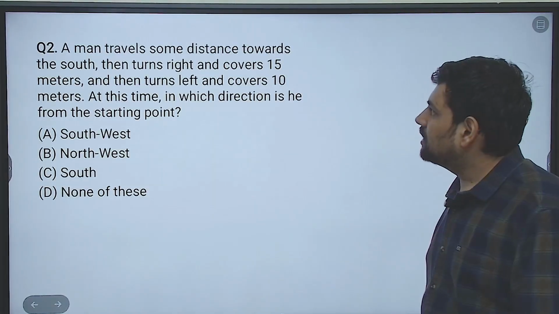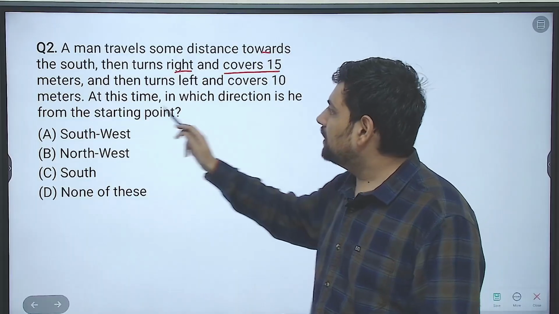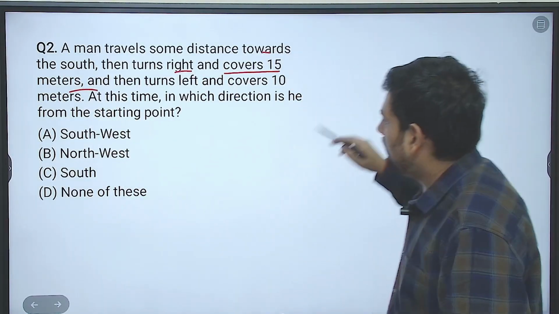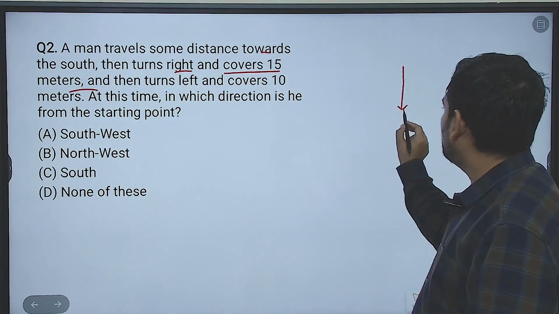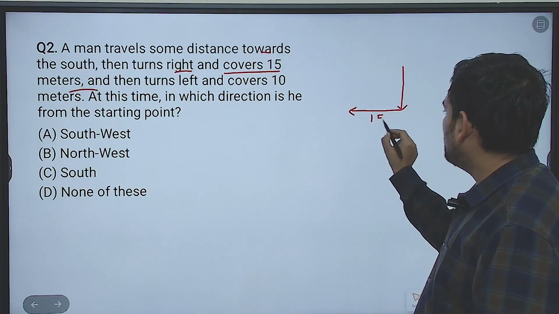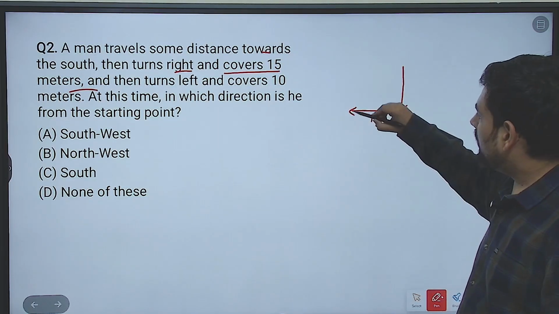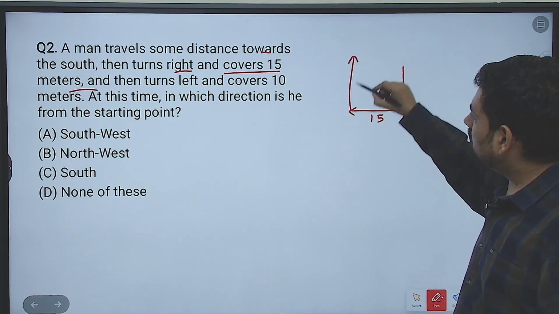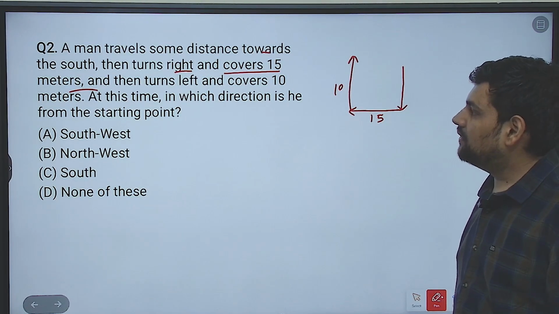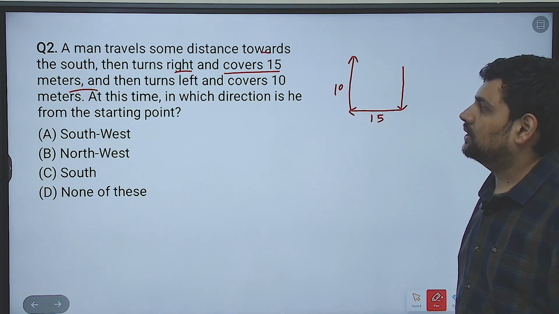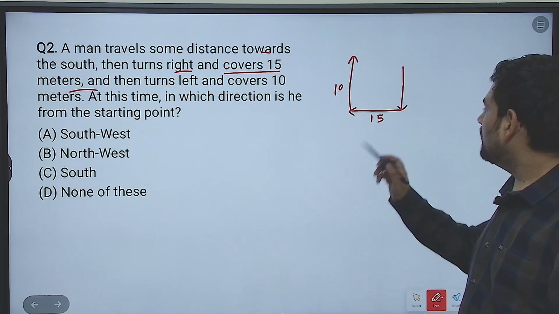a man travels some distance towards the south, okay, then turns right and covers 15 meters. So first goes south, then turns right and covers 15 meters. From here he goes 15 meters towards right, then turns left and covers 10 meters. So now here he goes 10 kilometer in the right direction. At this time, in which direction is he from the starting point? Now see, what are the possibilities?